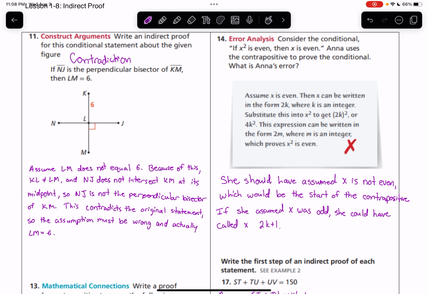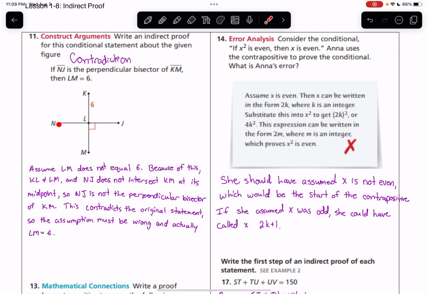I probably should have written assume NJ is the perpendicular bisector of KM and LM does not equal 6, but it's basically the same thing. So assuming that LM does not equal 6 means that KL and LM then are not congruent to each other, right? This and this are not congruent. And that NJ does not intersect KM at its midpoint, because this would no longer be the midpoint.